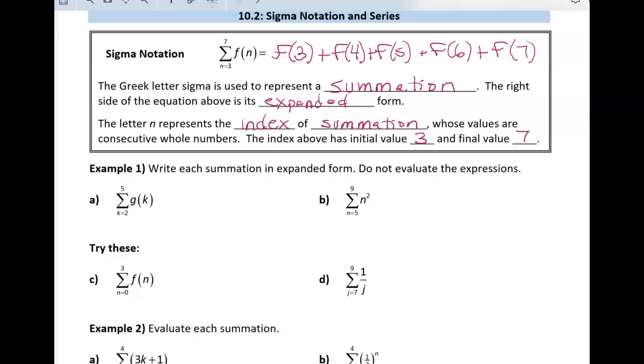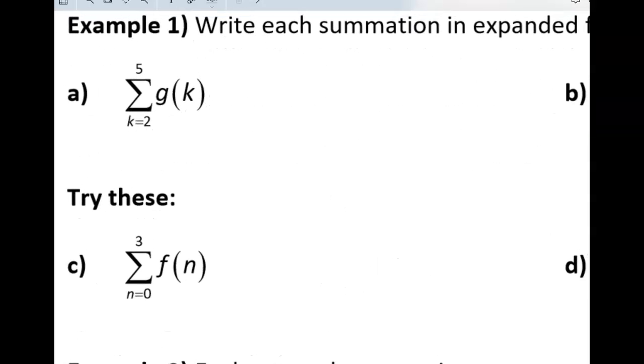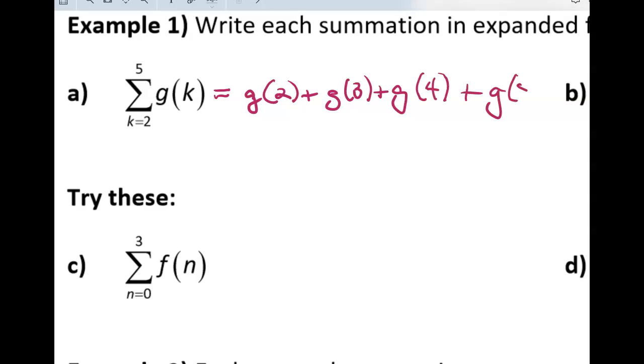In example 1, we're only going to write the expanded form of each summation. We're not actually going to evaluate any expressions other than to write it in expanded form. So in example 1a, we have the summation as k goes from 2 to 5 of g of k. That is equal to g of 2 plus g of 3 plus g of 4 plus g of 5. We start at 2 and we end at 5, and we simply add those terms together.